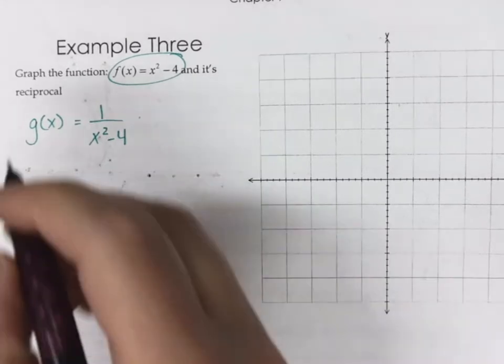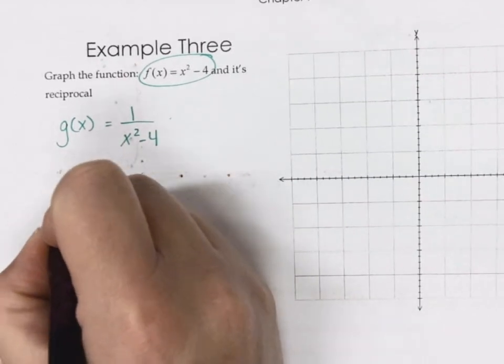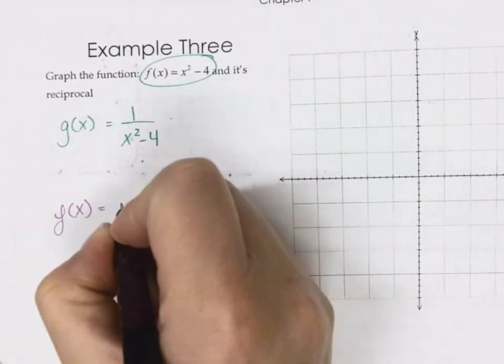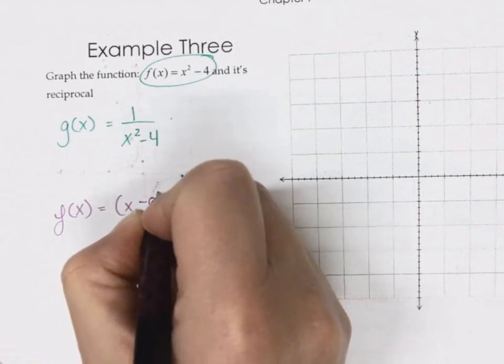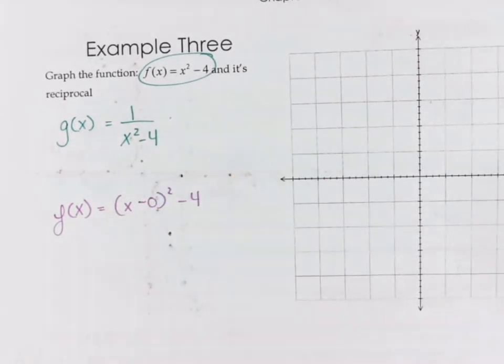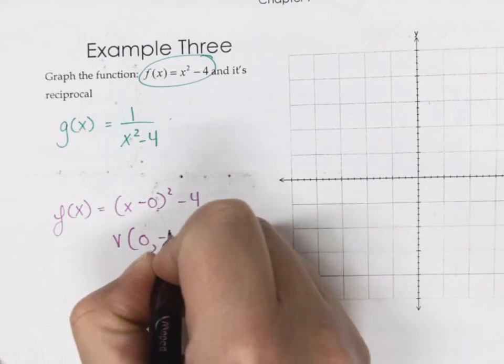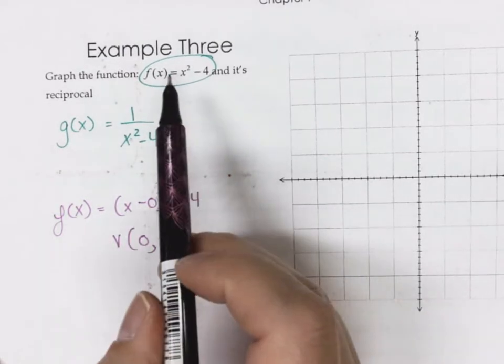You guys are like, I don't know, lady. I don't know. If I wrote it like this, would you be able to see it? Where's my vertex? 0 and -4.